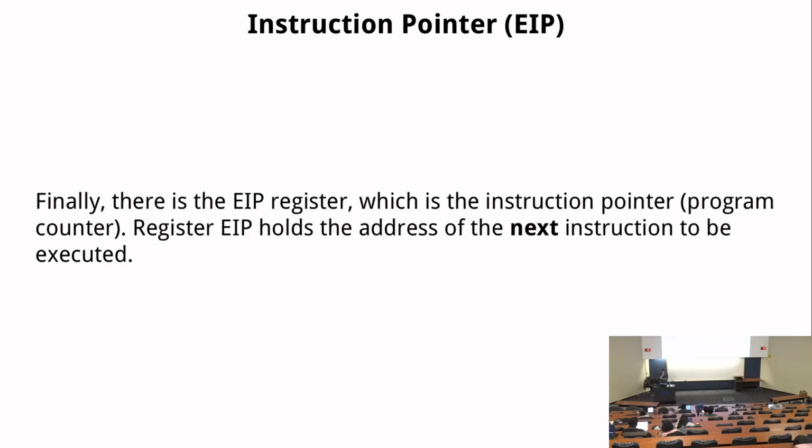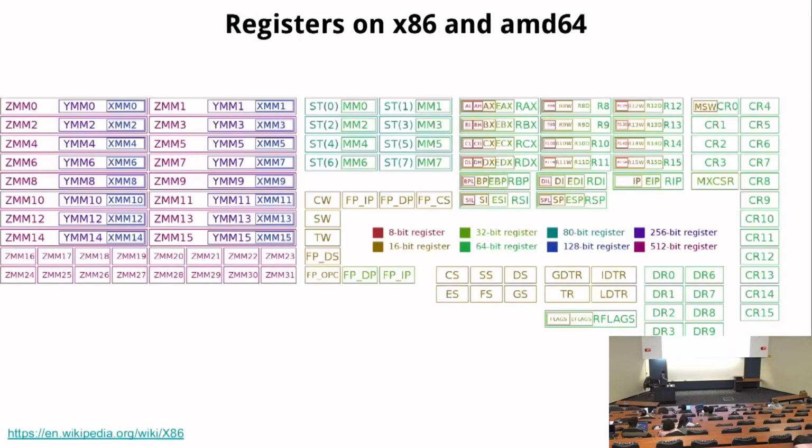The instruction pointer, this is also a register. This is a very important register. Every architecture has a register like this. They may have different names. On ARM, it's called the program counter. In Intel, it's called the instruction pointer, IP or EIP, or for 64-bit, it's RIP. Basically, this register has the address of the next instruction to execute. That's what it is.